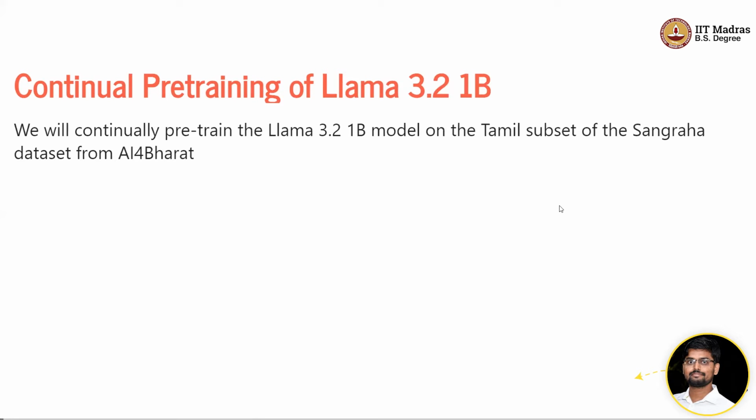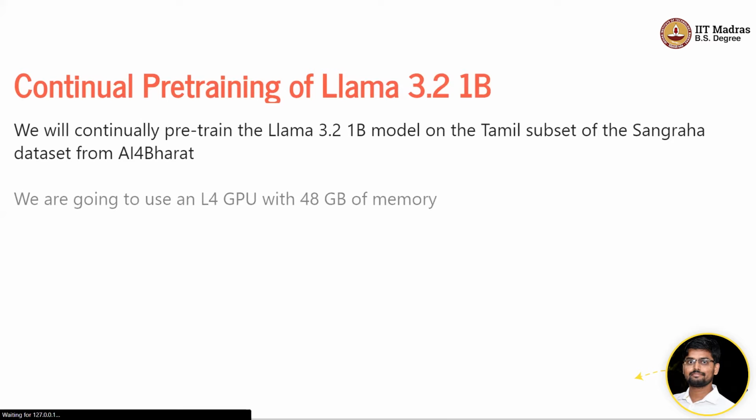This is called continual pre-training. We already have a pre-trained model, open sourced by big corporates like Meta AI, and we are going to continue the pre-training process. That's why it's called continual pre-training on a domain specific dataset. Here we are going to take this Tamil subset. We are going to make use of an L4 GPU, which has 48 GB of memory, and I will explain the reason why we picked the L4 GPU for demonstration.